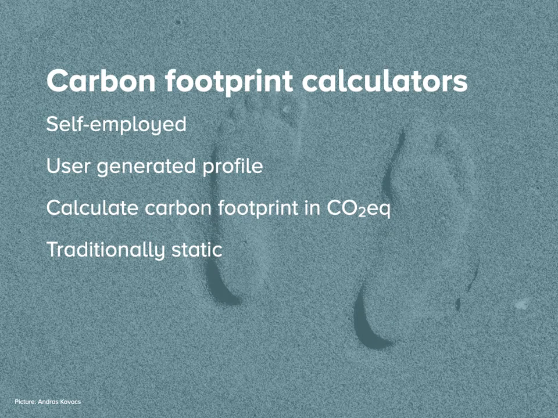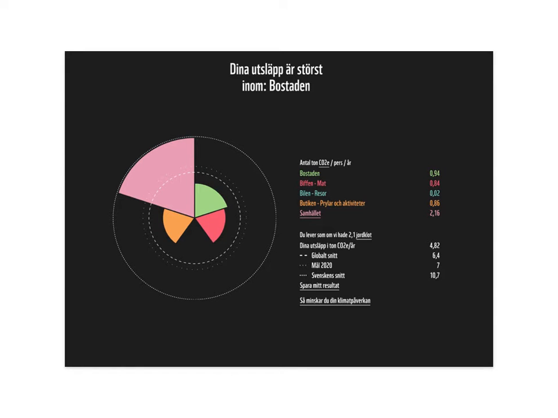Carbon calculators are one type of such tool available today, which people can use to calculate and get feedback on their carbon footprint. Typically, you are asked to input information about your lifestyle, and then the calculator will output a carbon footprint in CO2 equivalents. And carbon calculators are usually static, meaning that they provide only a timestamp of your footprint at a certain point in time. And here's some examples of carbon calculators online.